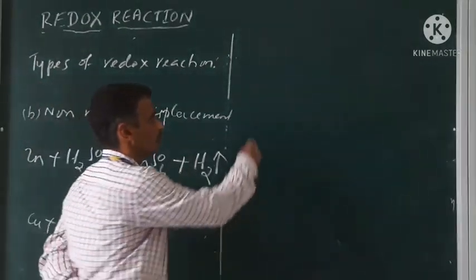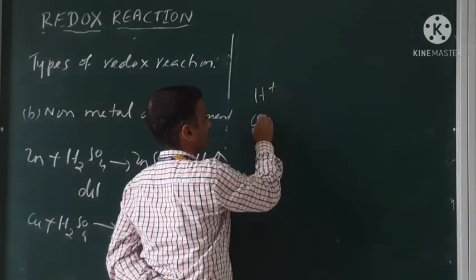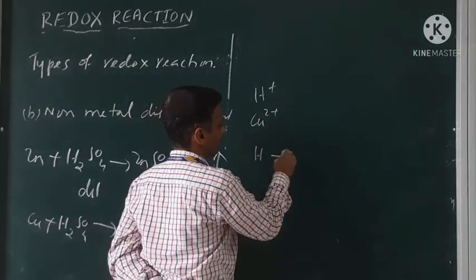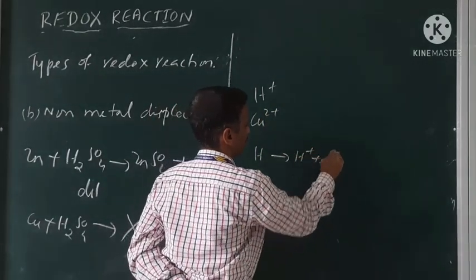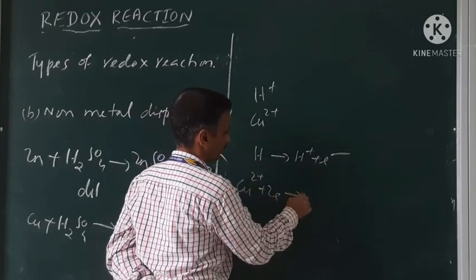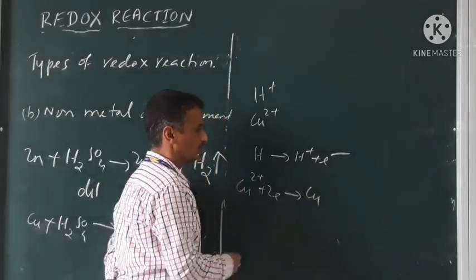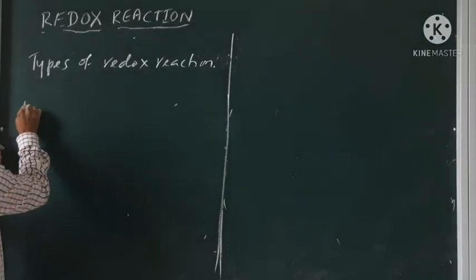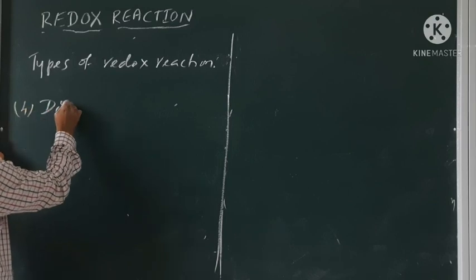Why no reaction? When H+ and copper are there, hydrogen has a tendency to go for H+ and electron. Copper has a tendency for acquiring electron for the reduction process. So copper cannot provide the electron for the H+. Next one is disproportionation reaction.